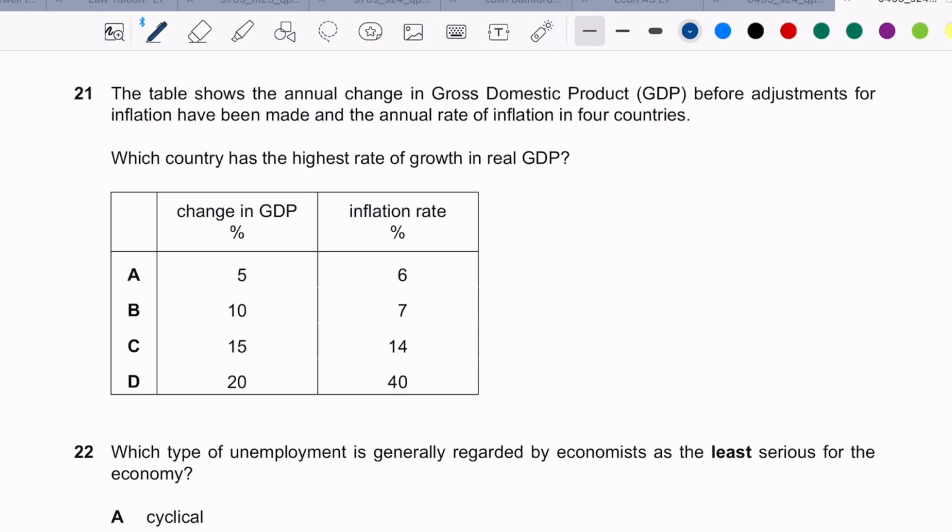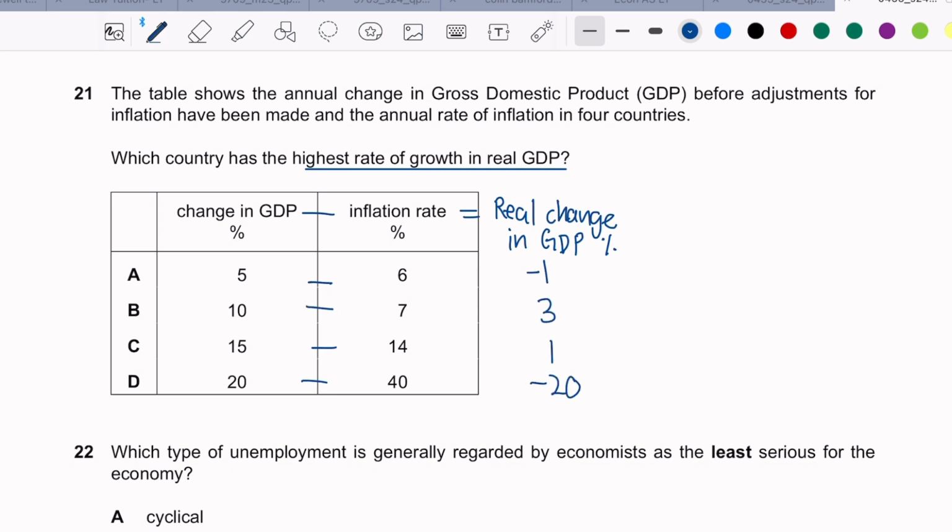Question 21. The table shows the annual change in GDP before adjustments for inflation have been made, and the annual rate of inflation in 4 countries. Which country has the highest rate of growth in real GDP? So take note of real GDP. It needs to be adjusted after inflation. So you can use the change in GDP percentage minus the inflation rate. You can get the real change in GDP. So we see that B has the highest rate of growth.